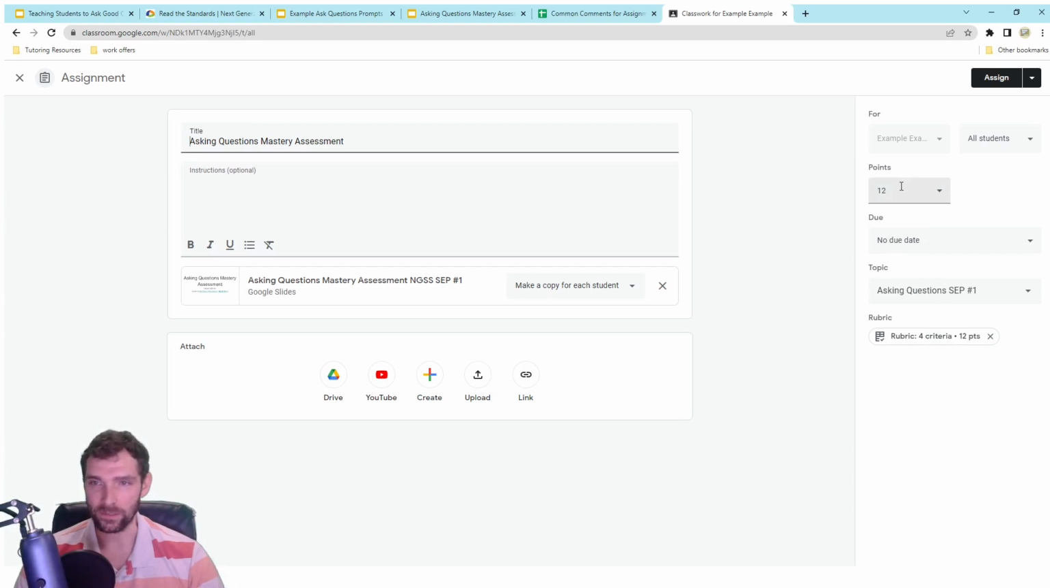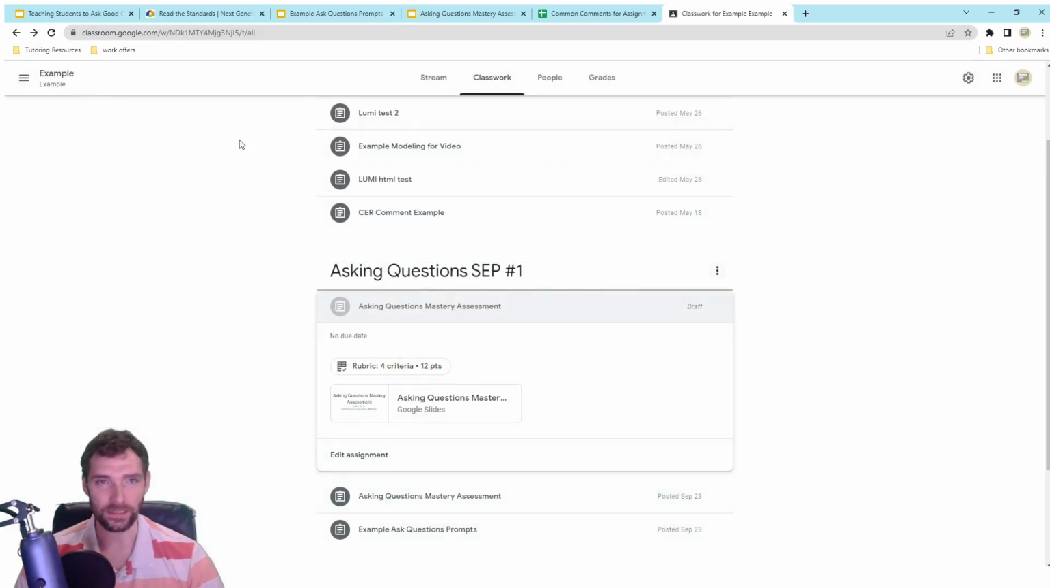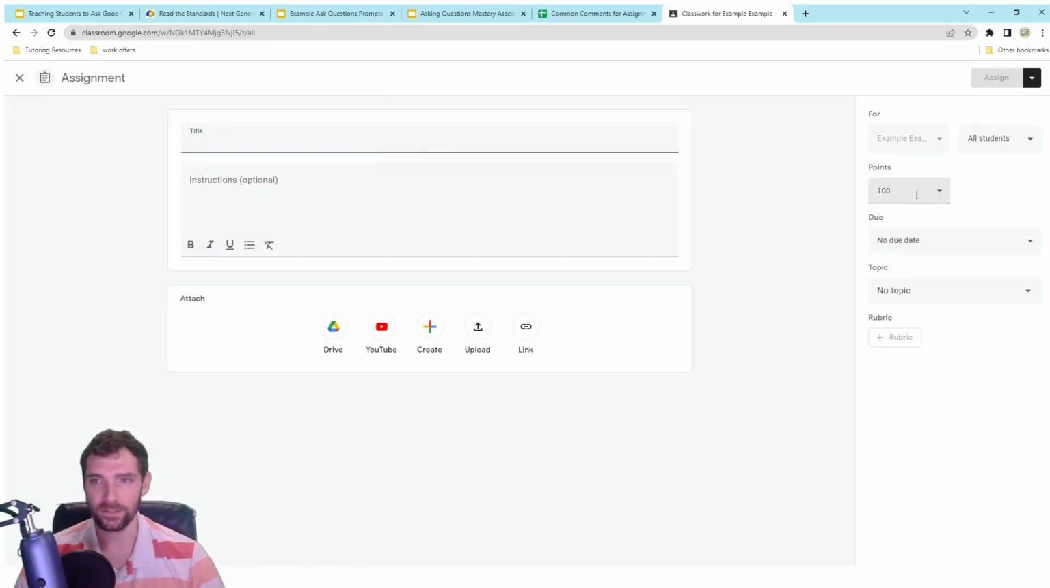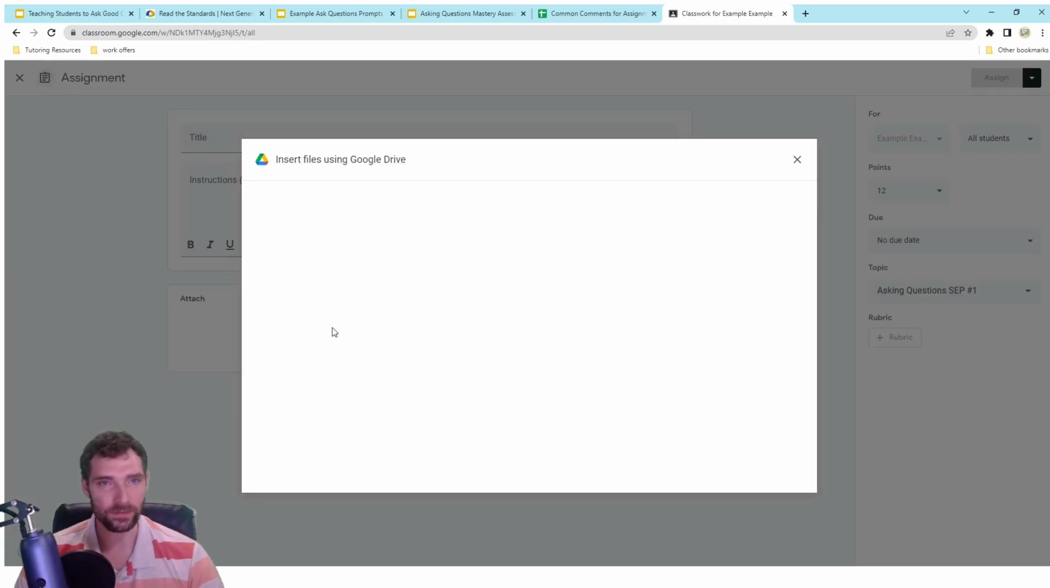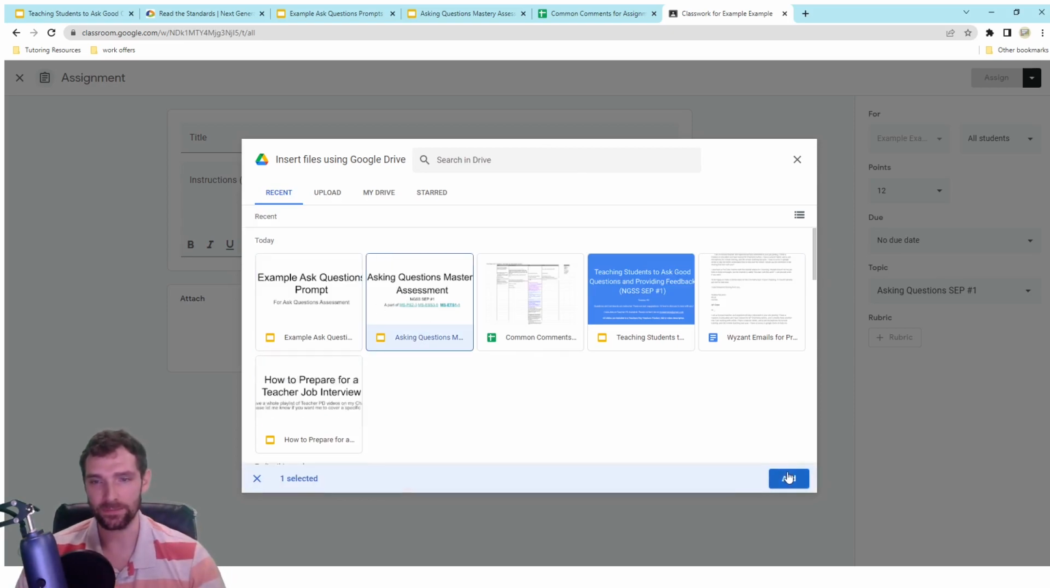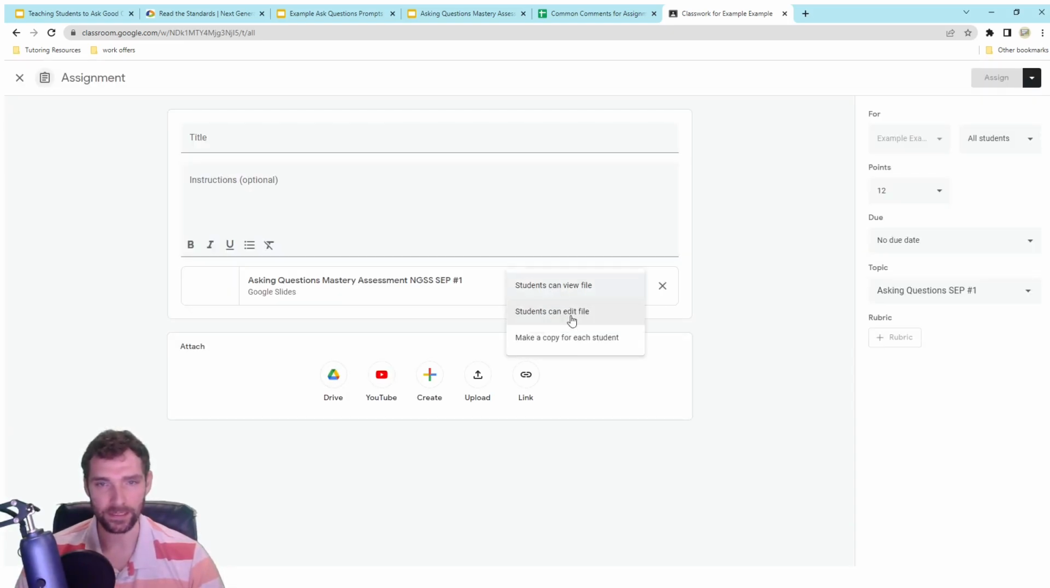This one I am making worth 12 points because there's a rubric already on there. So I'll just make it from scratch so you can kind of see this. So I want it to be 12 points. We are going to do that as well. And then let's do the mastery assessment, right? Yeah, this is the assessment that we're doing now, making a copy for all students.